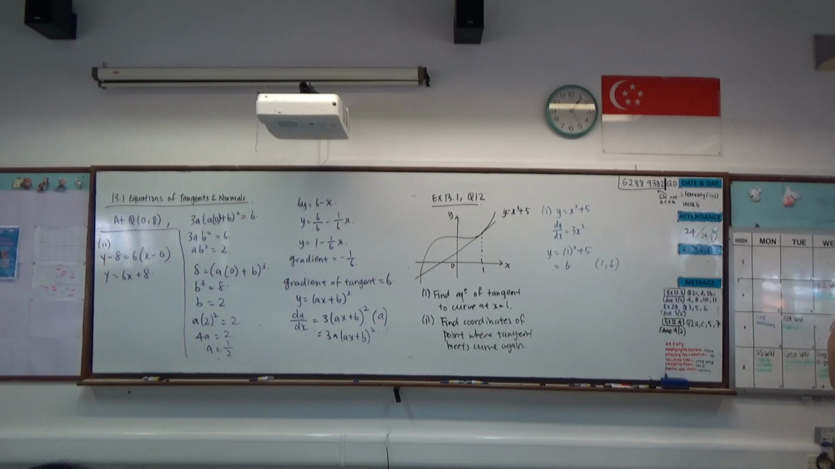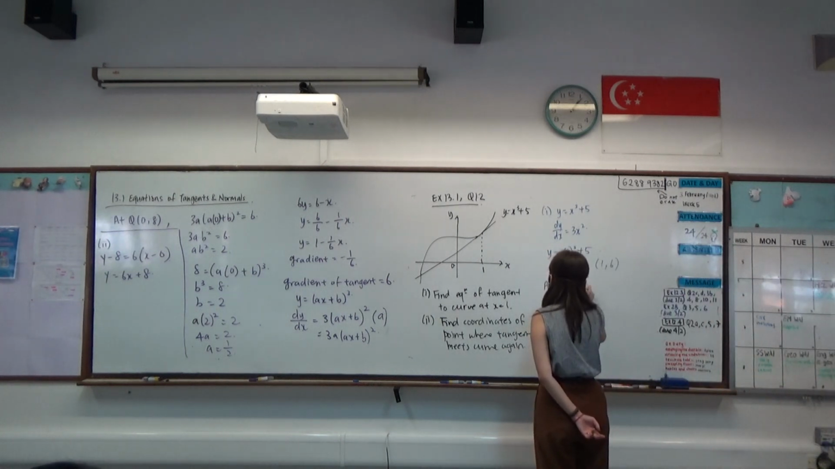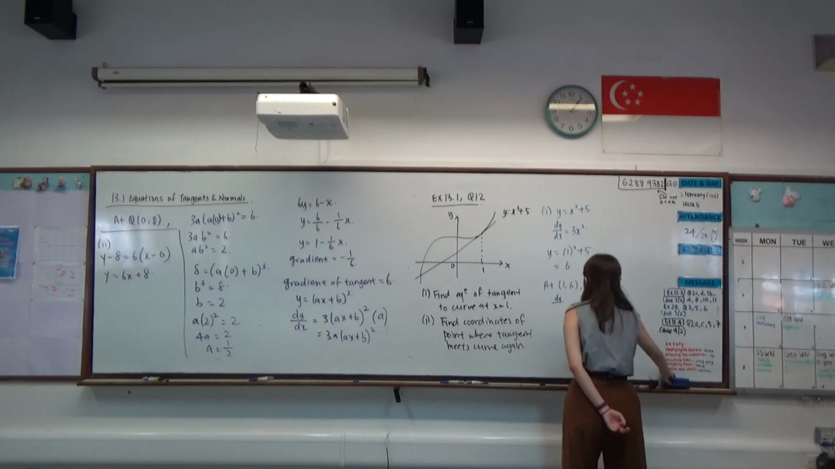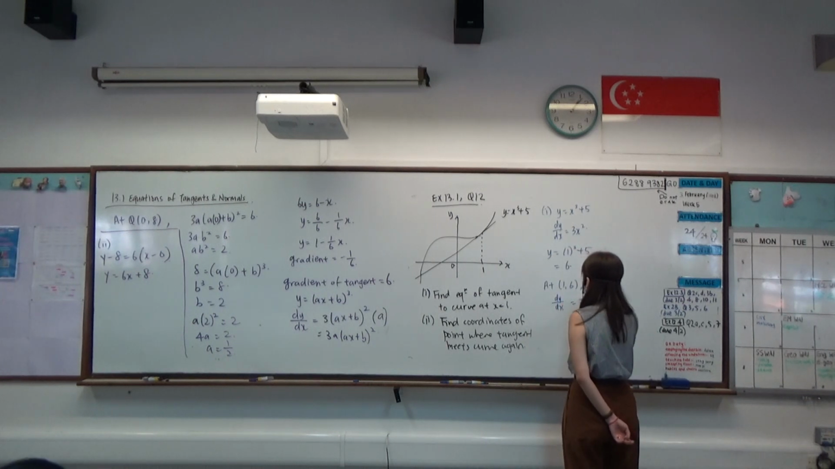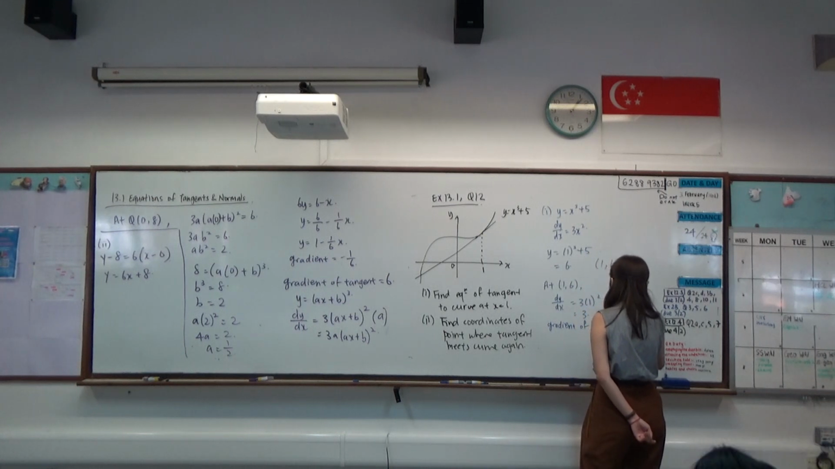What's the next step? How do I find the gradient of the tangent? x equals 1. Sub into the dy/dx. So at (1, 6), dy/dx is equal to 3 times 1 squared. So the gradient of the tangent equals 3.